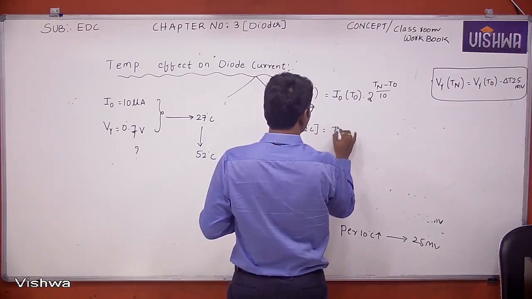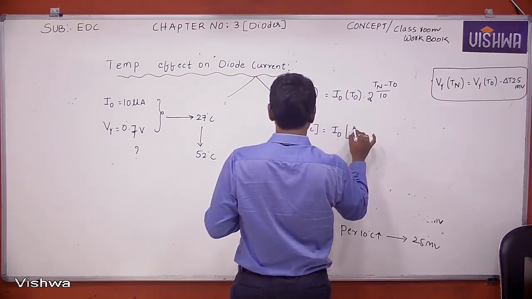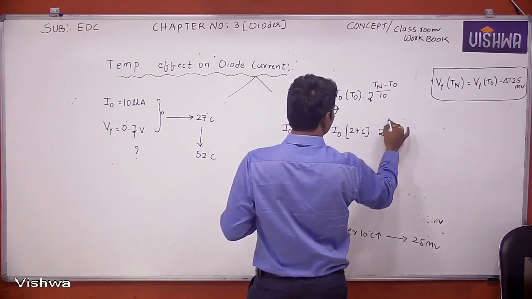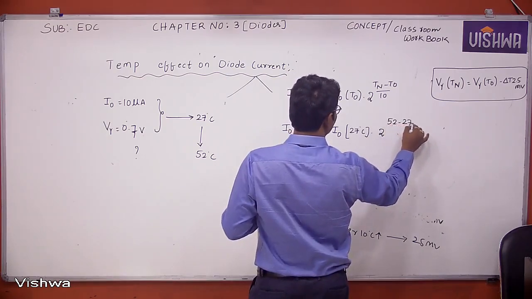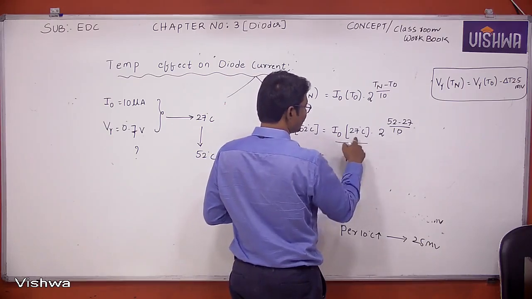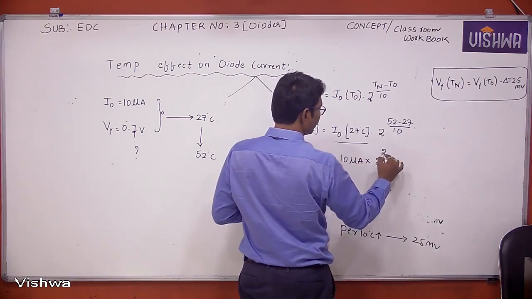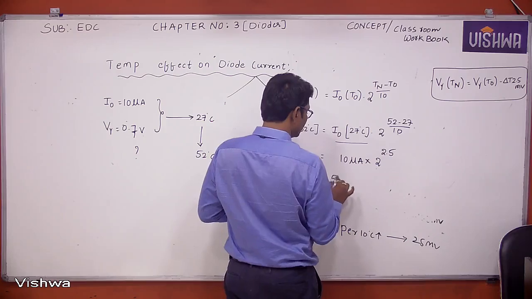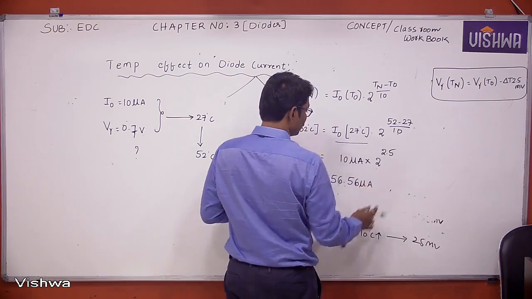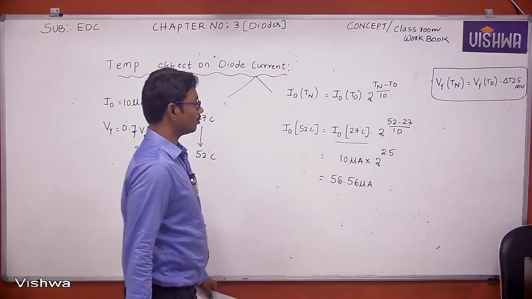What is I naught at T naught, which is 27? This is 2 power (52 minus 27) by 10. What is the reverse saturation current at 27? This is 10 microampere. This is 2 power 2.5. So how much is it? This is simply 56.56 microampere. This is the first part, right?